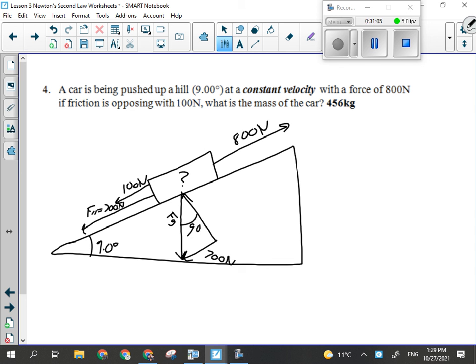Can I use that side of the triangle to get Fg? Can I use Fg to get mass? Yep. All right, so if I'm going to find Fg, I've got the opposite side, so the sine of 9 equals 700 over the force of gravity. So force of gravity will equal 700 divided by the sine of 9 degrees.